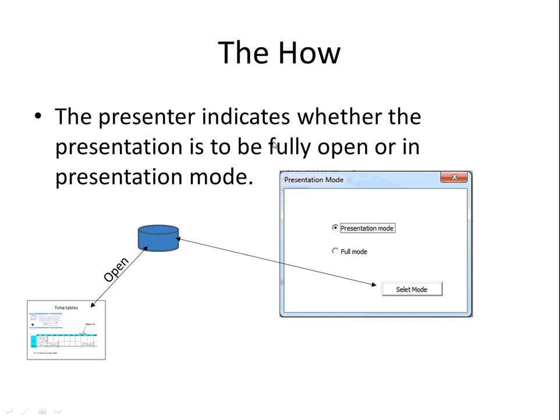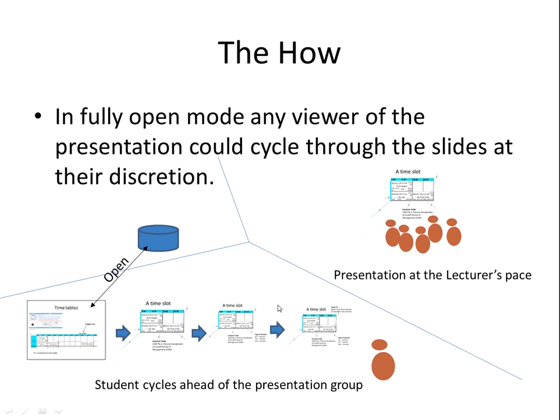So what that means in a bit more detail is that the presenter may indicate that the presentation is fully open or in presentation mode. The student, when it's in fully open mode, can cycle their way through slide by slide, while the lecturer is working through the slides at their own pace, but they can go ahead. Now this is important because post the lecture we would want you to share the slides in a normal way, so we have to have that available.